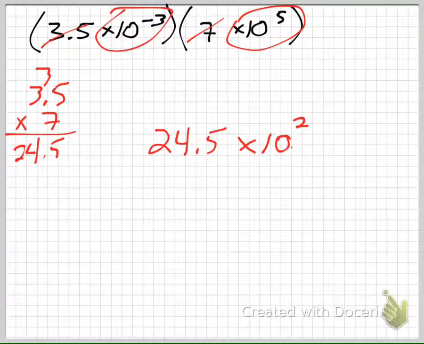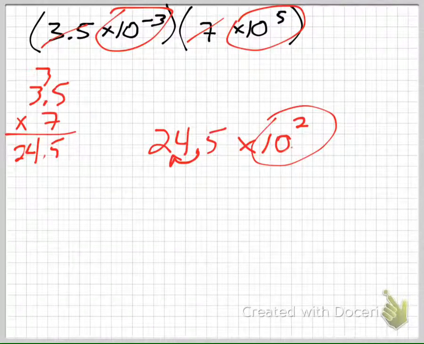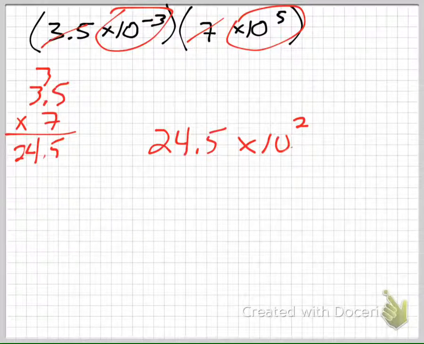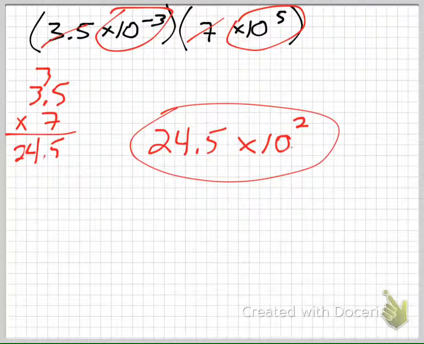What I need to do here is divide this by 10 as long as I multiply that by 10. Does that make sense? I'm going to shift one, divide by 10, and move the other, multiply by 10. Because even the way it sits, that's the right answer. I just have to make it scientific notation.